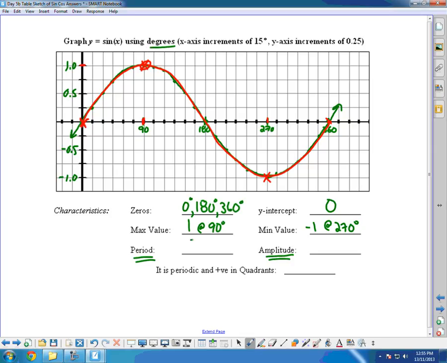So we say the period is 360 degrees, and then it repeats. The amplitude is how high or low the graph goes. Looking at this imaginary axis here, the amplitude describes how high or how low the wave goes. In this case, the amplitude is 1. We're not going to say -1 down here. It's just how far away it is from the axis. So the amplitude is 1.